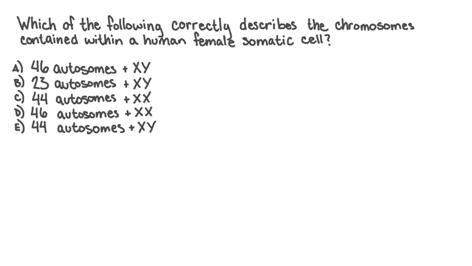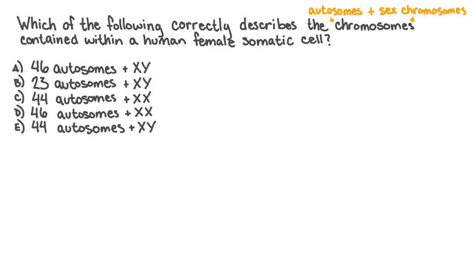Which of the following correctly describes the chromosomes contained within a human female somatic cell? A. 46 autosomes plus XY. B. 23 autosomes plus XY. C. 44 autosomes plus XX. D. 46 autosomes plus XX. Or E. 44 autosomes plus XY.